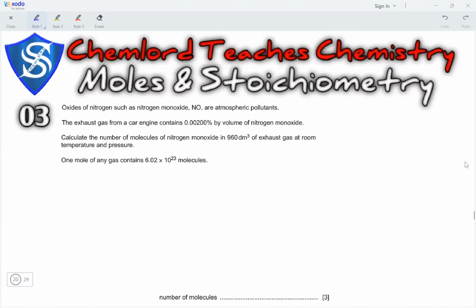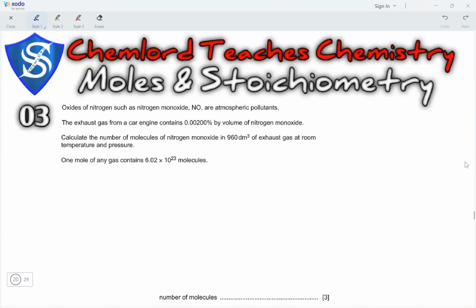Question 3. Oxides of nitrogen, such as nitrogen monoxide, are atmospheric pollutants. The exhaust gas from a car engine contains 0.00200% by volume of nitrogen monoxide. Calculate the number of molecules of nitrogen monoxide in 960 dm³ of exhaust gas at room temperature and pressure. 1 mole of any gas contains 6.02 × 10²³ molecules.